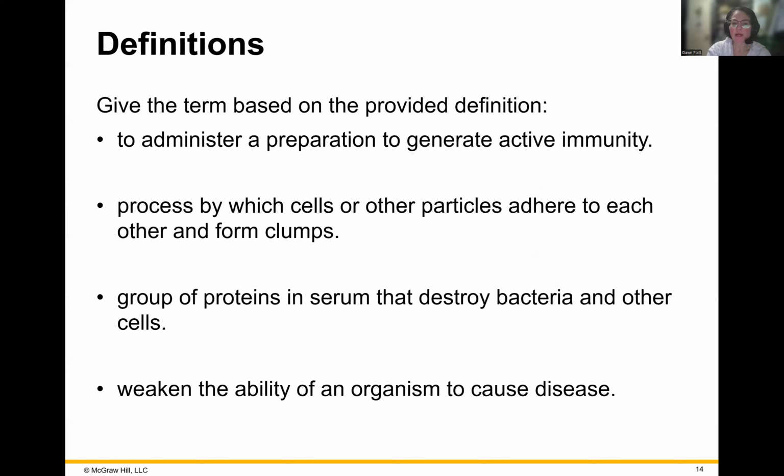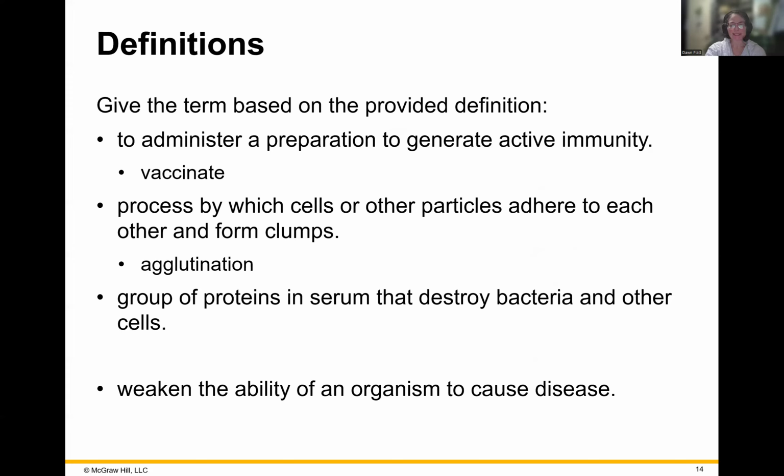All right, so now we're doing a little bit opposite. Give the term based on the provided definition. So what is the term for to administer a preparation to generate active immunity? Vaccinate. The process by which cells or other particles adhere to each other and form clumps. Agglutination.